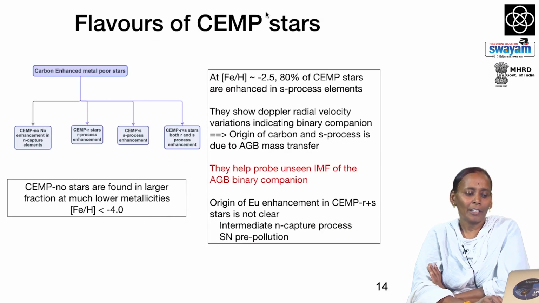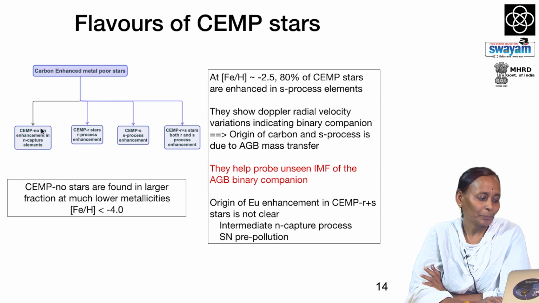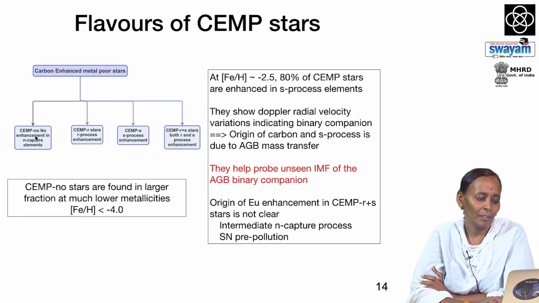These carbon enhanced stars, CEMP stars, come in different flavors, which we have already explained in some detail. There are carbon stars which have no neutron capture enhancement, stars which are rich in R-process, CEMP stars which are rich in S-process, and CEMP stars which are rich in both R and S-process.